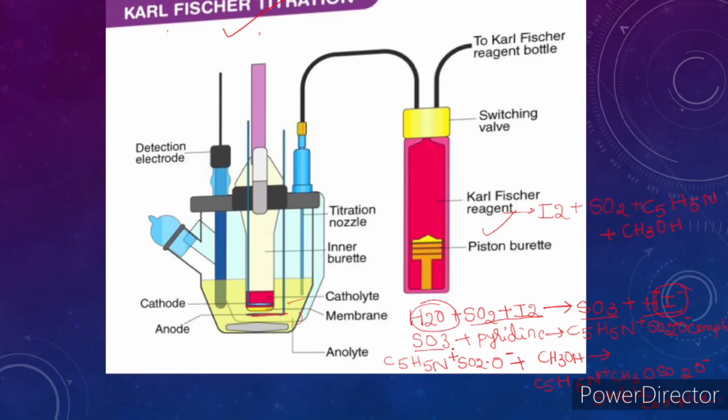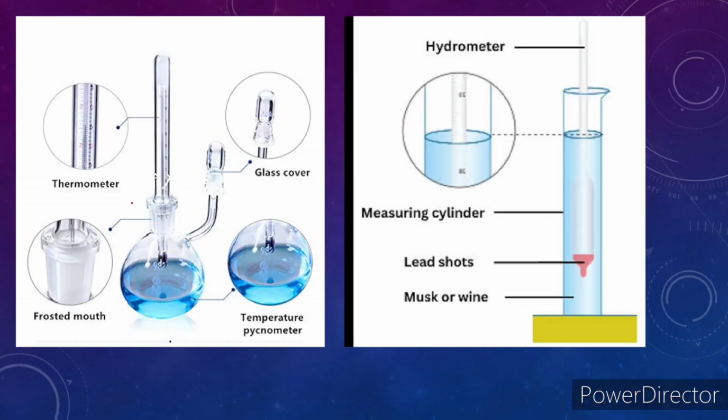In the next step, the sulfur trioxide reacts with the pyridine to form this complex, and this complex reacts with methanol to form this stable complex. Here, the pyridine is added to create the basic environment and form the stable complex, which also acts as the buffer solution. Due to the presence of iodine, there will be the determination of moisture content in the KF titration. This is finally the KF titration method.